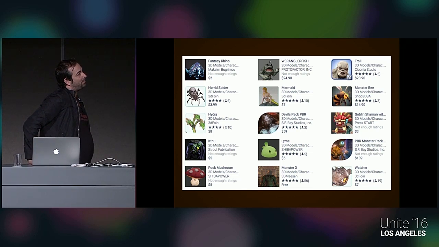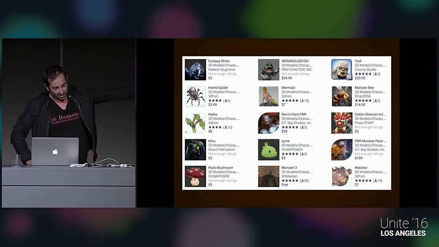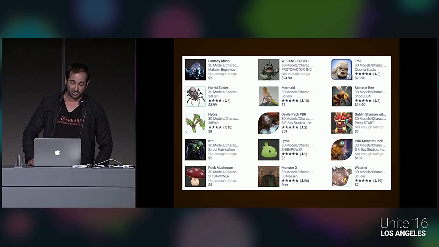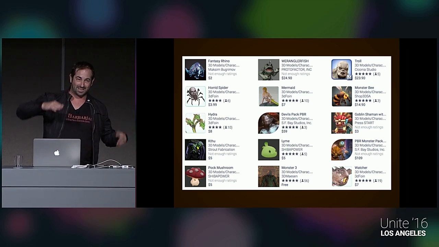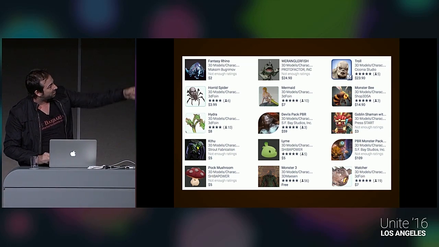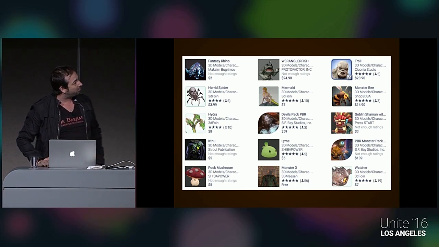This is a screenshot from the asset store, and right there in the middle is the Devil's Pack. It looks pretty good. Recently, I changed all my icons to have that kind of slanted two points, two curved sides. I want it to stand out a bit. There's the PBR Monster Pack number 2 on the right there.